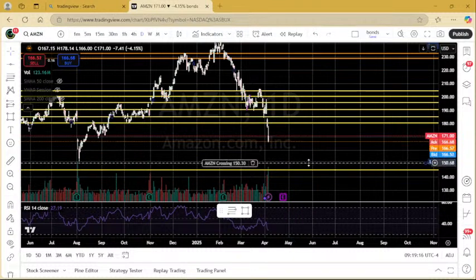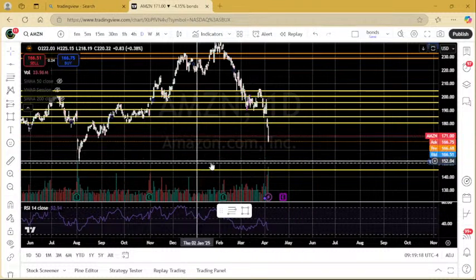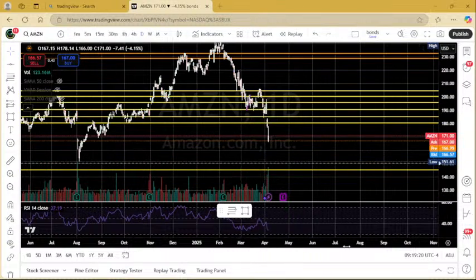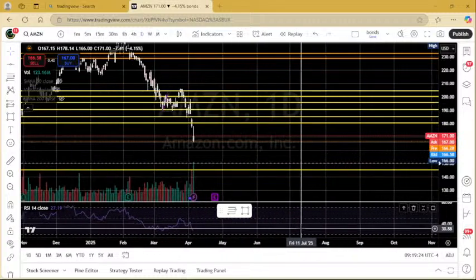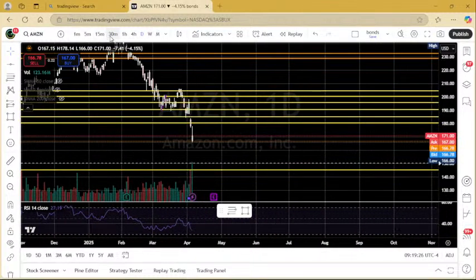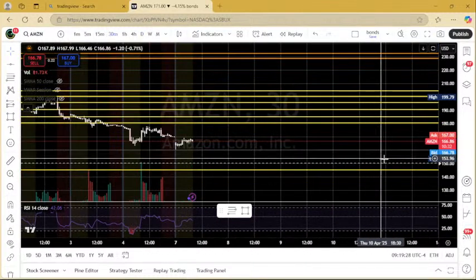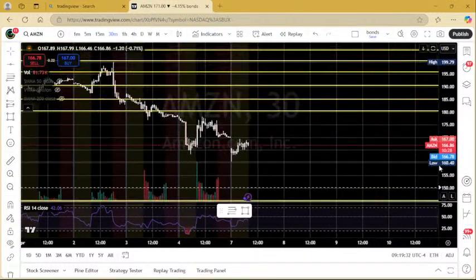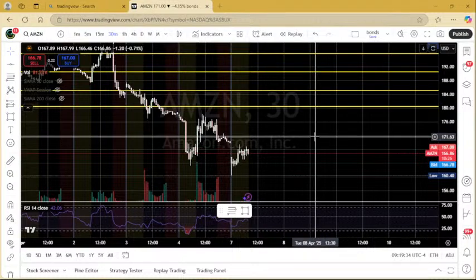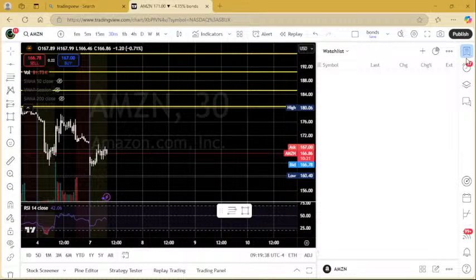I think I got an alert on 150. Yeah, I got an alert on 150. That's where I want to buy. I see Amazon getting back down there. So I don't know if we trade it or not, but if we don't trade, we just buy. We got some stuff for cheap. Go back to my options list.